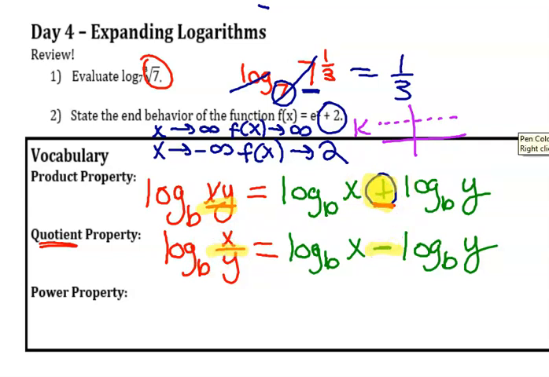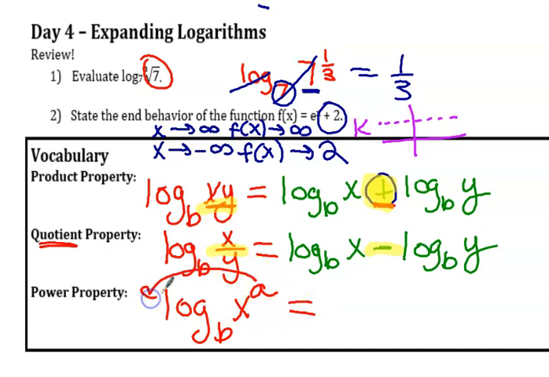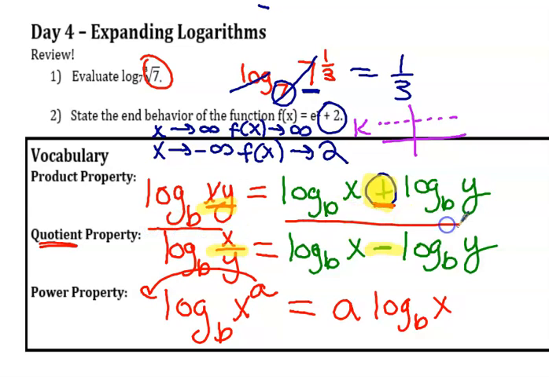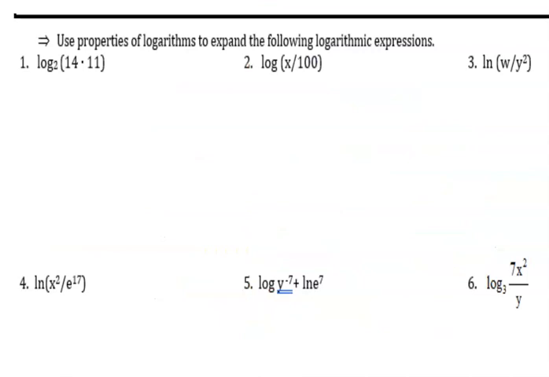Power property. So if I have log base b of x to the a, what I'm going to do is put that a in front. So I'm going to have a times log base b of x. All right, so I'm just changing what things look like. So I'm going to change from this form to this form. And then on day 5, I'm going to go the opposite. If it's adding, then I'm going to go back to multiplying. Okay, so day 4 and 5 go hand in hand together. So let's rock this out.